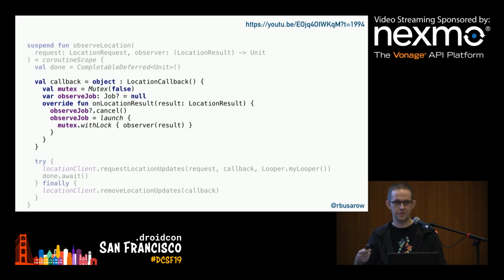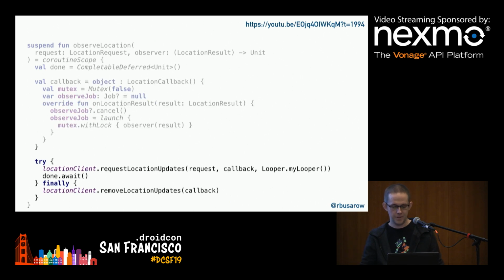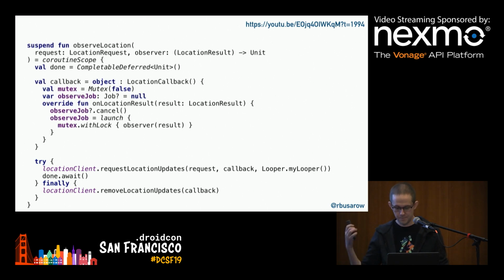And then this function is going to live on until the coroutine scope is canceled. So we've created something very similar to what we're going to talk about next. I forgot about this slide. So then after we're done awaiting this thing that is never going to complete until the coroutine scope is canceled, after that, in a finally block, they're removing location updates. So that completes the cycle and cleans everything up.